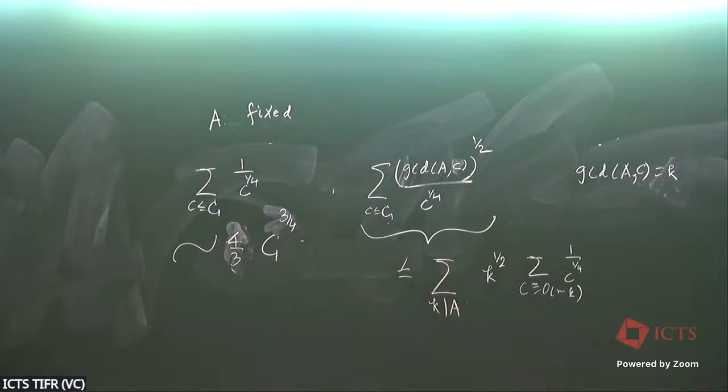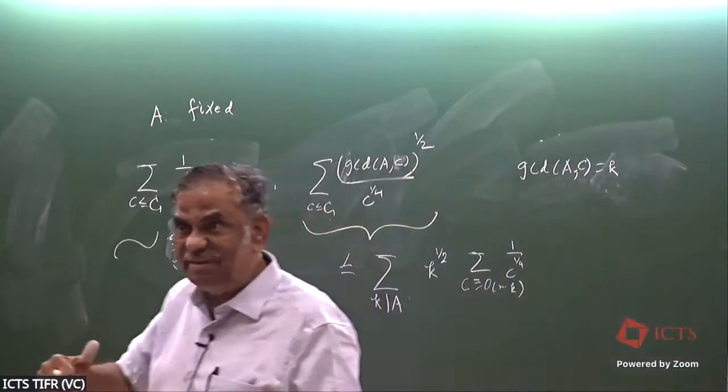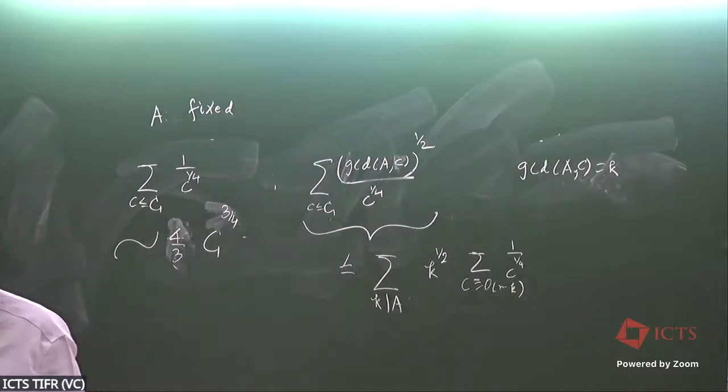This is much bigger, because this K may divide A and K may divide C, but still the GCD may not be K. I have to only take those A and those C for which the GCD is K. But instead of that, given a K, I am taking all A and all C for which K divides A and K divides C, whether the GCD of A and C equals K or not. It doesn't really matter.